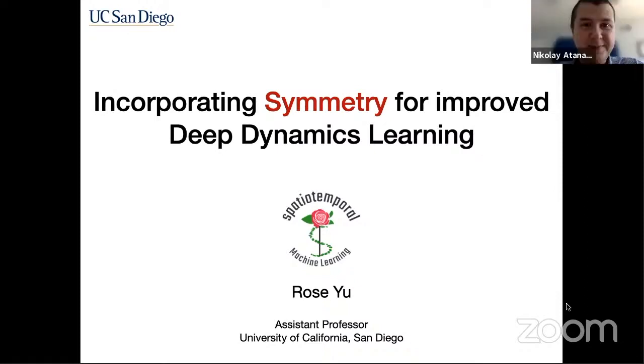I direct the Spatial Temporal Machine Learning Lab, and this is the logo of my lab. If you stare at it for a few seconds, you might recognize the letters S and T in this little logo, and that stands for Spatial Temporal, and there's a rose in it, so that's just my English name. I wanted to talk a little bit about some recent work that we did in our group for learning dynamics models with deep learning.